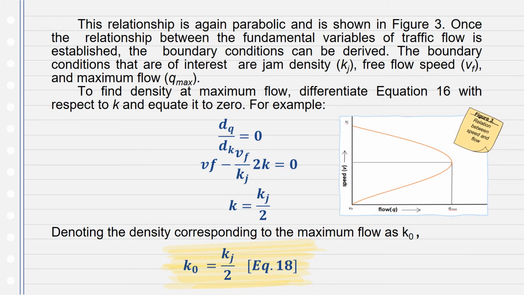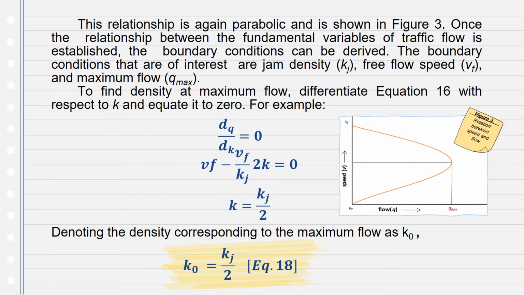And once the relationship between the fundamental variables is established, the boundary conditions can be derived. The boundary conditions are k sub j or the jam density, the free flow speed or the v sub f, and the maximum flow or the q max. To find the density at maximum flow, we differentiate equation 16 with respect to k and equate it to 0. Solving, we get the equation k is equal to k sub j all over 2.